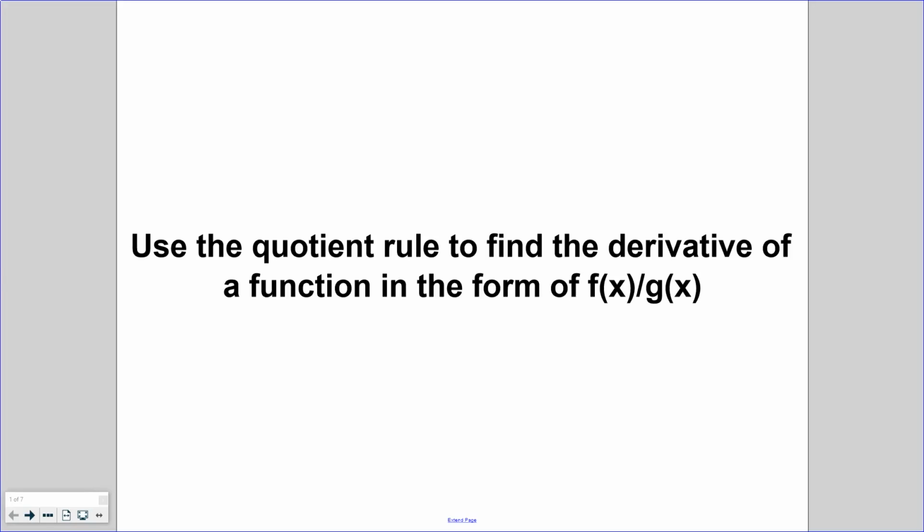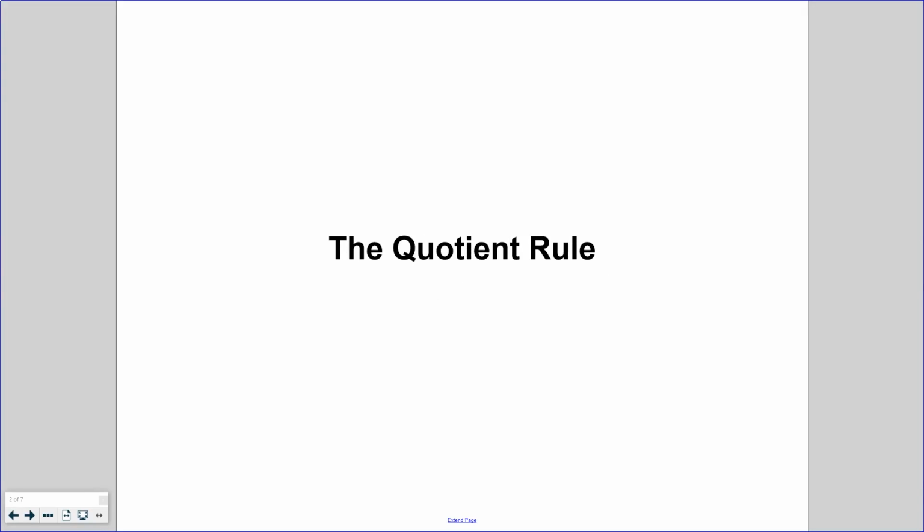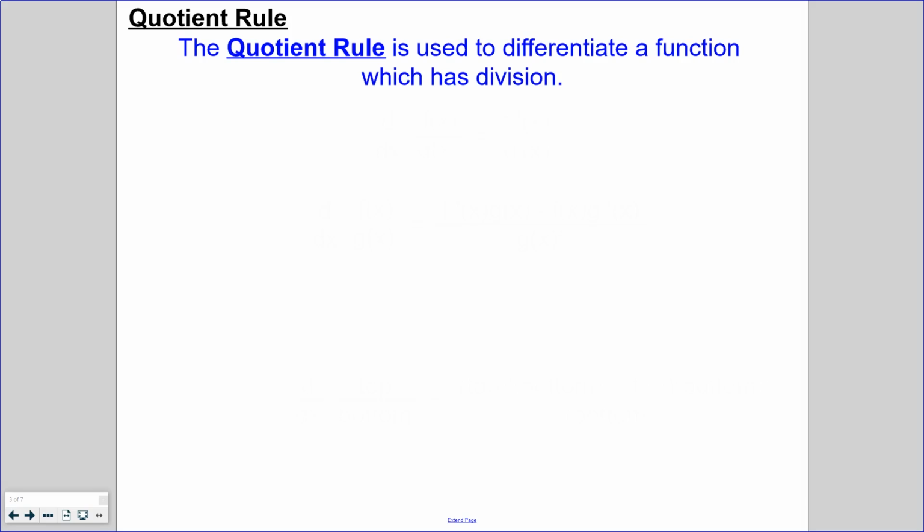Use the quotient rule to find the derivative of a function in the form of f of x divided by g of x. So in this video, we're going to be talking about the quotient rule. So, what is the quotient rule, you might ask? Well, the quotient rule is used to differentiate a function which has division.